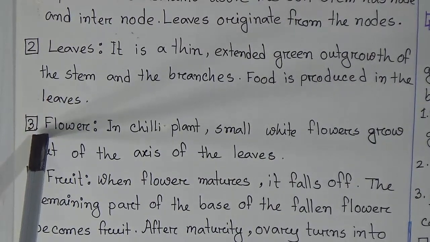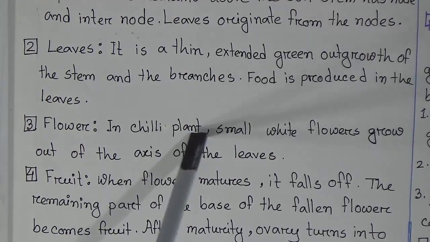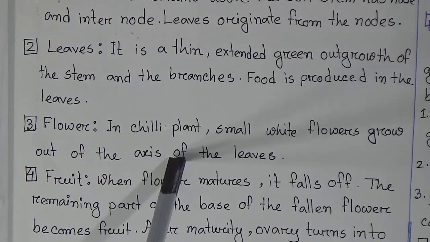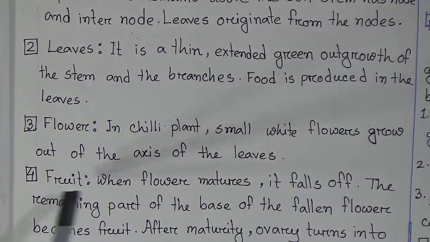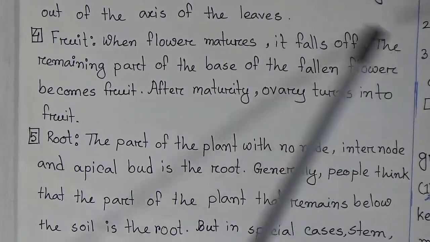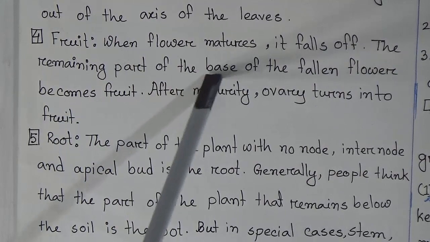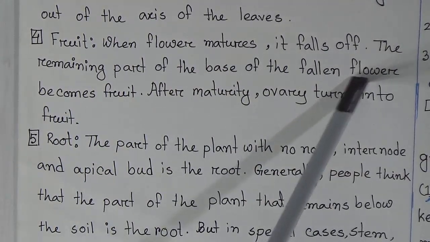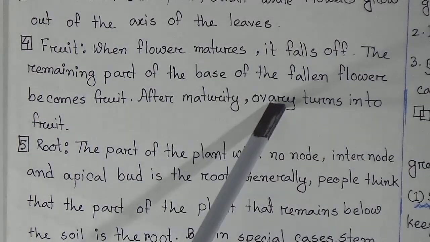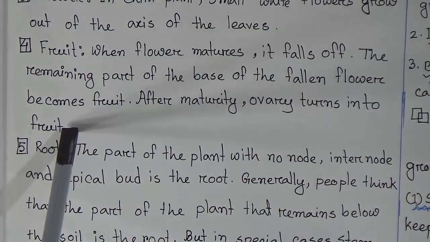Our next part is flower. In the chilli plant, small white flowers grow out of the axil of the leaves. Our next part is fruit. When the flower matures, it falls off. The remaining part of the base of the fallen flower becomes fruit. After maturity, the ovary turns into fruit.